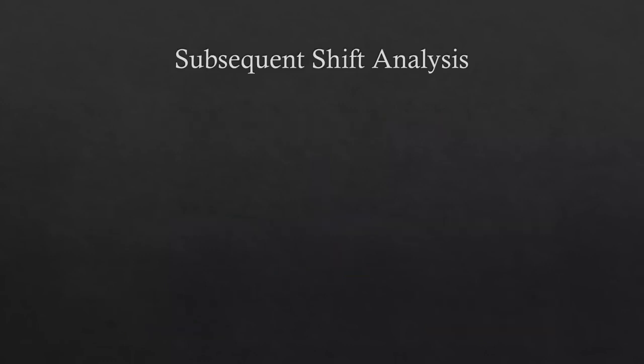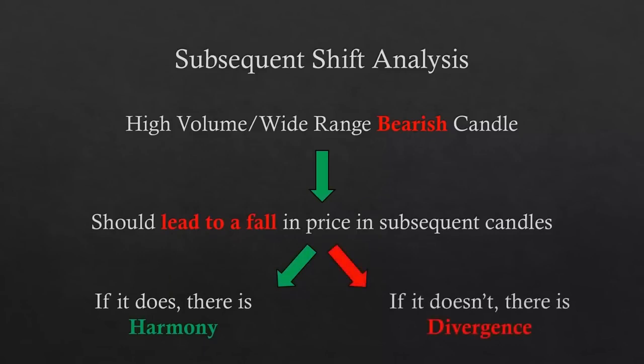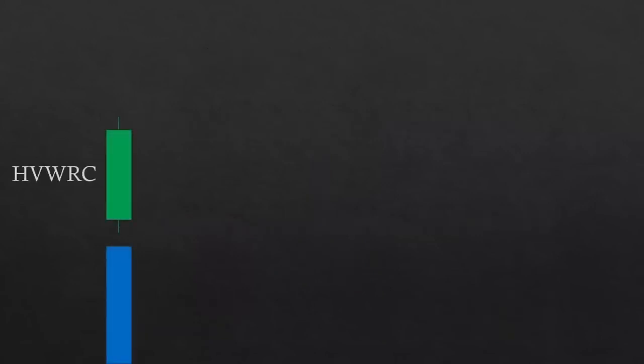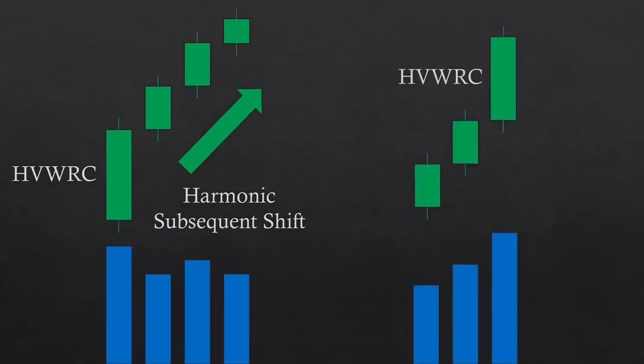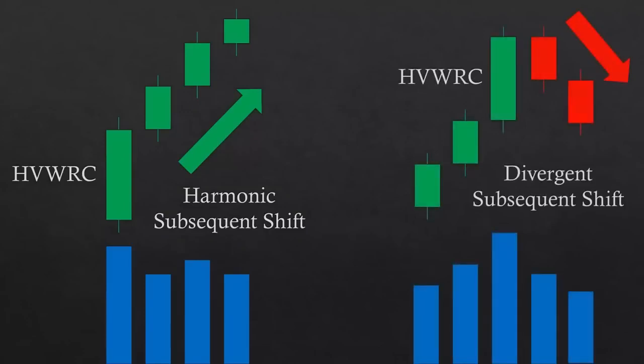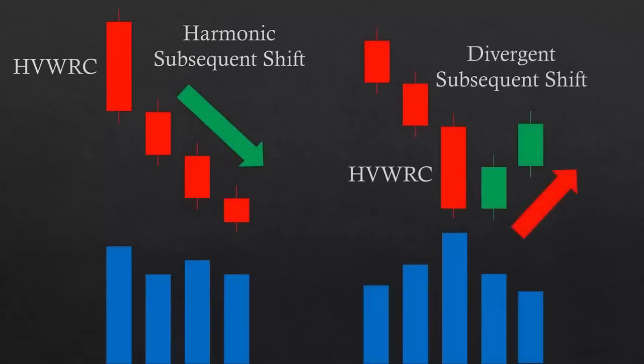A high volume, wide range bearish candlestick should lead to a fall in price in the subsequent candles. That would be an example of harmony or convergence. If a high volume, wide range bearish candlestick leads to a rise in price, we have a case of divergence. In this illustration, we can see a high volume, wide range candle leading to a rise in prices, which represents a harmonic subsequent shift. On the right, we can see a high volume, wide range candle leading to a fall in price, which represents a divergent subsequent shift. In this other image, we can see the harmonic and divergent subsequent shifts for bearish high volume, wide range candles.